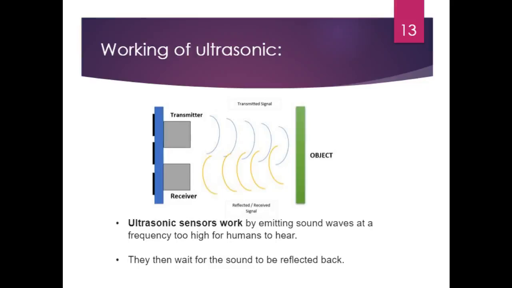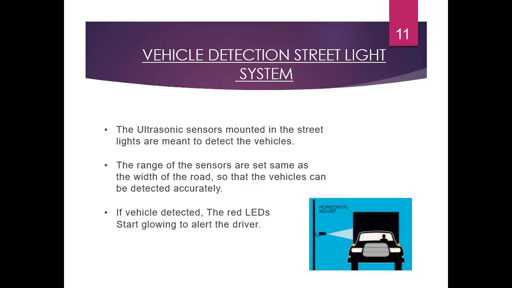The ultrasonic sensor works by using sound waves. The emitter of the ultrasonic sensor emits a ray of sound, and that ray of sound bounces off an obstacle and enters the receiver. The ultrasonic sensor is able to detect any obstacle that is present in front of it. The ultrasonic sensors are mounted horizontally on the street lights. Whenever the ultrasonic sensor detects any vehicle, the red LED starts glowing, giving an alert that there is a presence of a vehicle in front of that particular street light.